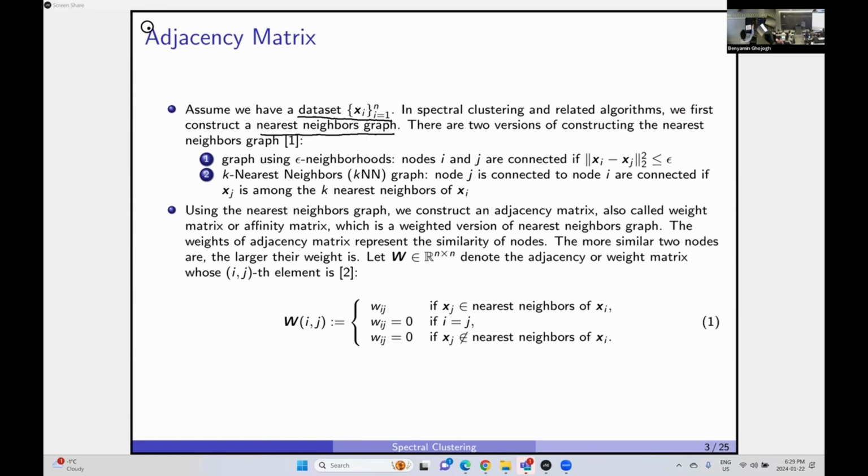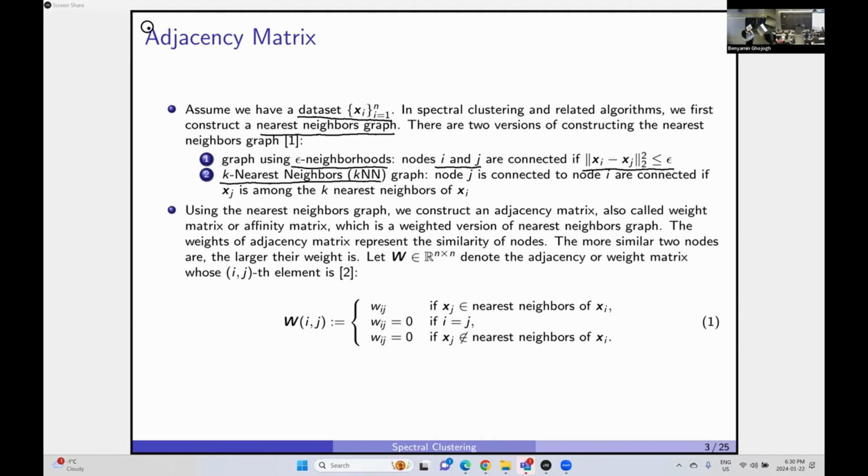What is a nearest neighbor graph? There are two versions of constructing a nearest neighbor graph. One of them is a graph using epsilon neighborhoods. So nodes i and j. By the way, when I say nodes here, you can consider data points as graph nodes. Nodes i and j, or xi and xj, are connected if their squared Euclidean distance is less than or equal to some epsilon. Do you agree? So basically they are in the epsilon neighborhood of each other.